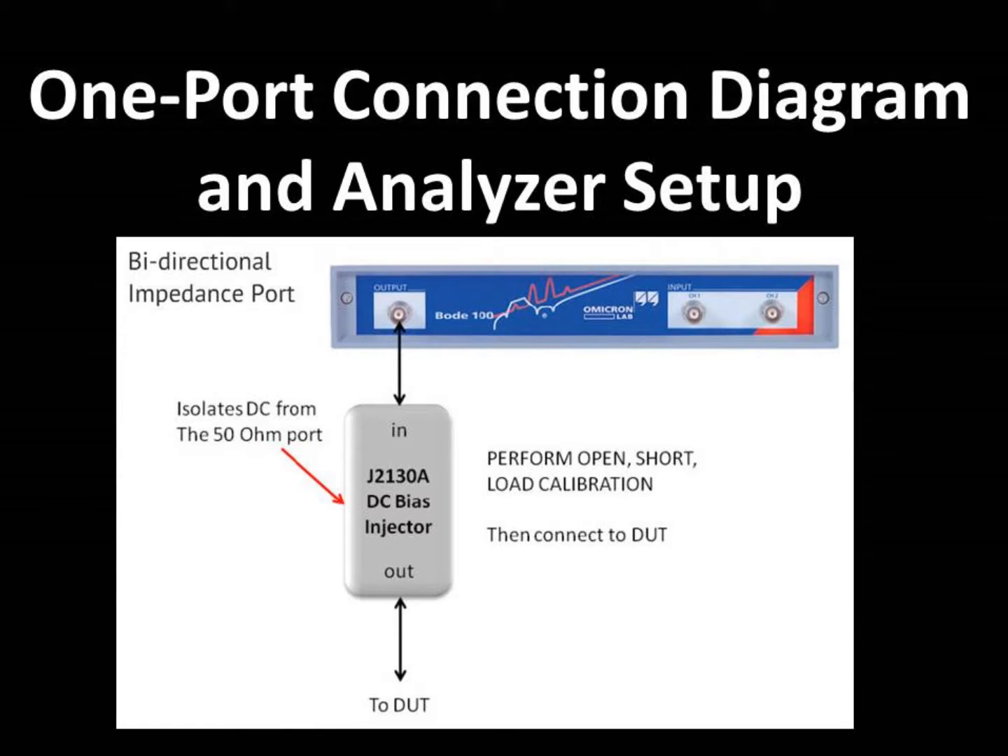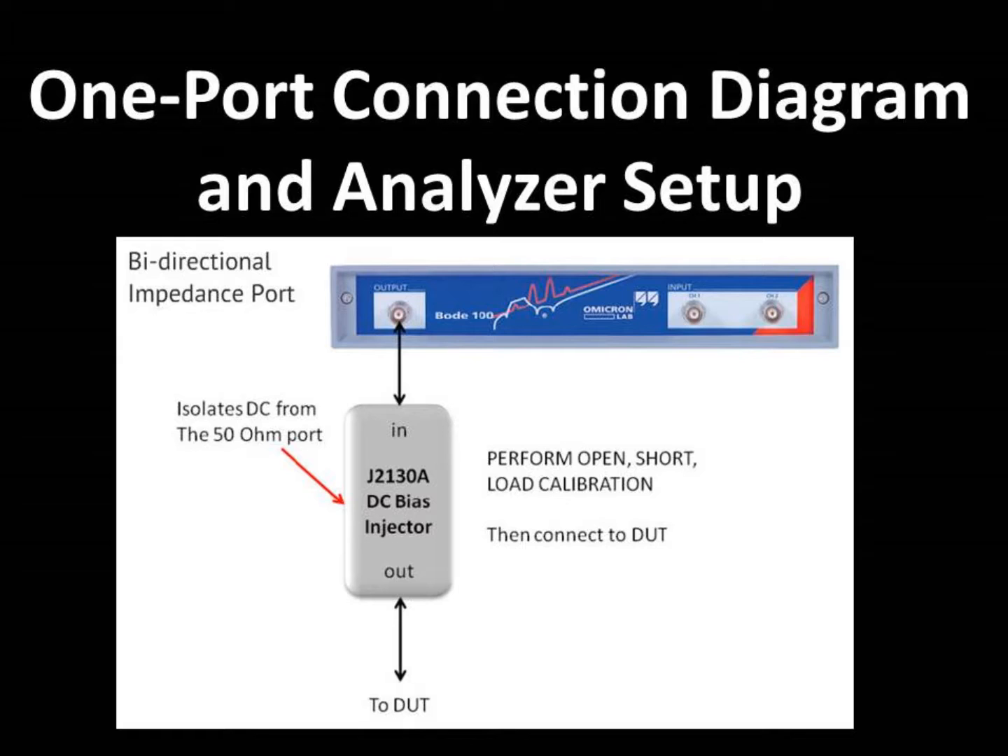In other cases, we can AC couple the measurement using a blocking capacitor such as the J2130A DC bias injector, which can provide the blocking capacitance and also provide a bias resistor that can be used to bias capacitors, optocouplers, voltage references, and semiconductor junctions for measurement.